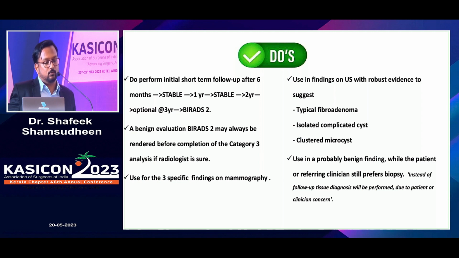If it's stable, you make it BIRADS 2. And always use the 3 specific findings on mammography to label it as BIRADS 3. Also look for characteristic ultrasound findings. And even if a patient or clinician asks for a biopsy, do not change it. There is no need to change it to a BIRADS 4 just because you took a biopsy.